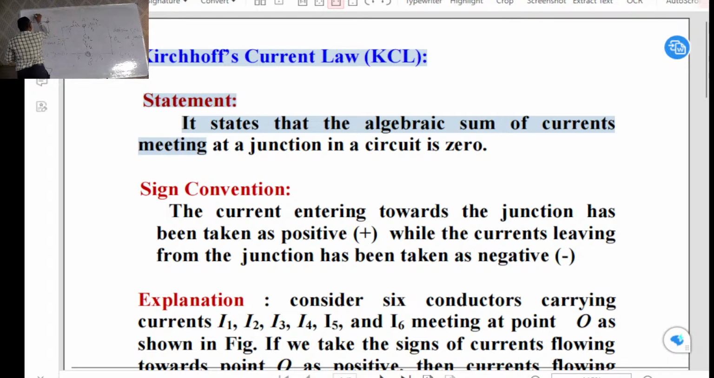Applying KCL at junction: as per textbook, you take any direction. Applying KCL at junction A to give the explanation, you get I1 plus I2 minus I3 is equal to 0. Finish, as per textbooks. Instead of 3 conductors, I will go for 4 conductors extra. Already we have 3 conductors. In my notes I have given 6 conductors.